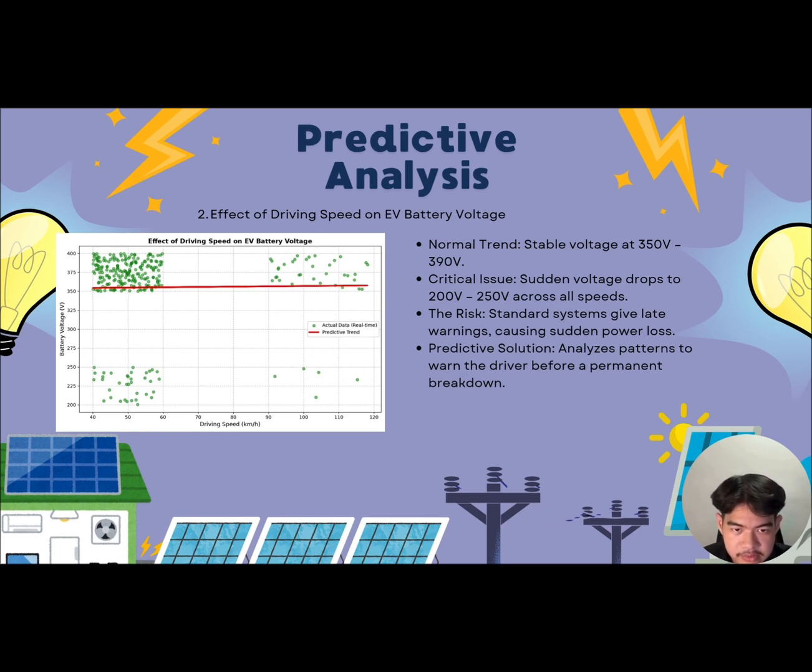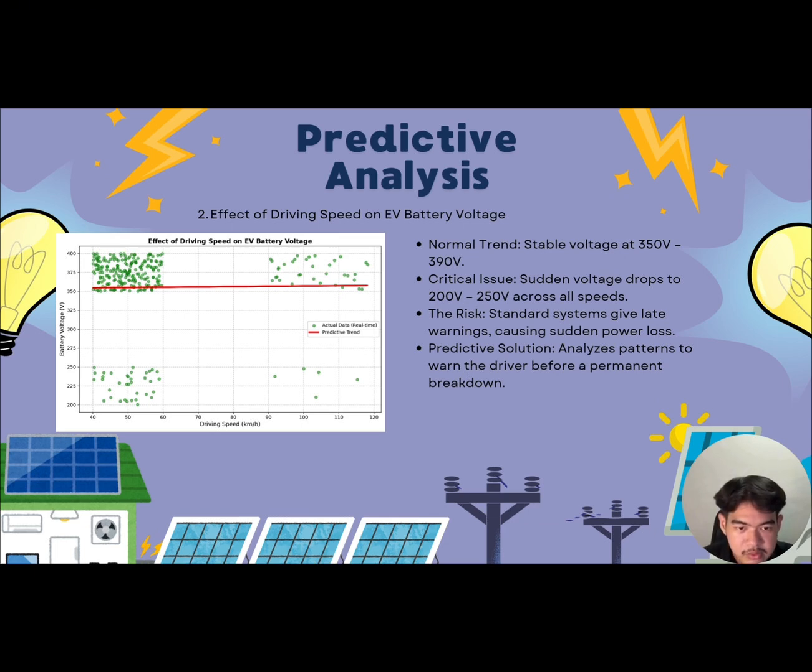Moving on to the next part, which is the effect of driving speed on EV battery voltage. So this graph shows how driving speed affects battery voltage. Normally, the voltage is stable between 350 to 390 volts, as shown by the red line. But if we look at the green dots, the voltage suddenly drops to 200 to 250 volts, and this dangerous drop happens at both normal speed and high speed.